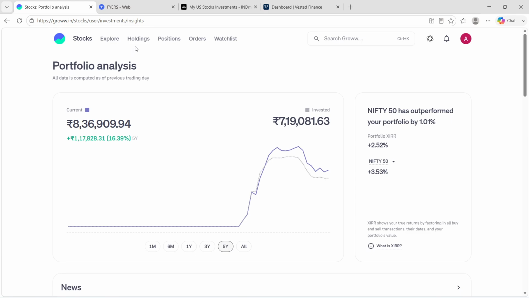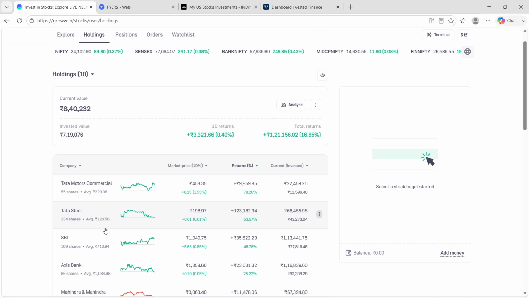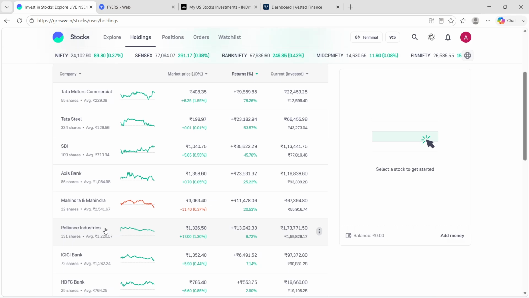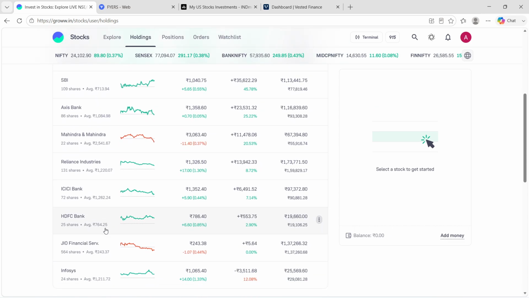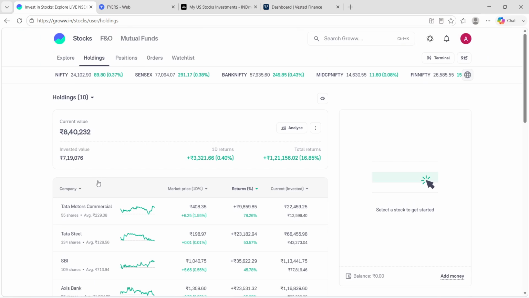And coming to the individual stocks, here you can see these are the stocks where I have invested my money. You can see all of them are large cap. This is all about the stocks, and coming to the mutual funds.